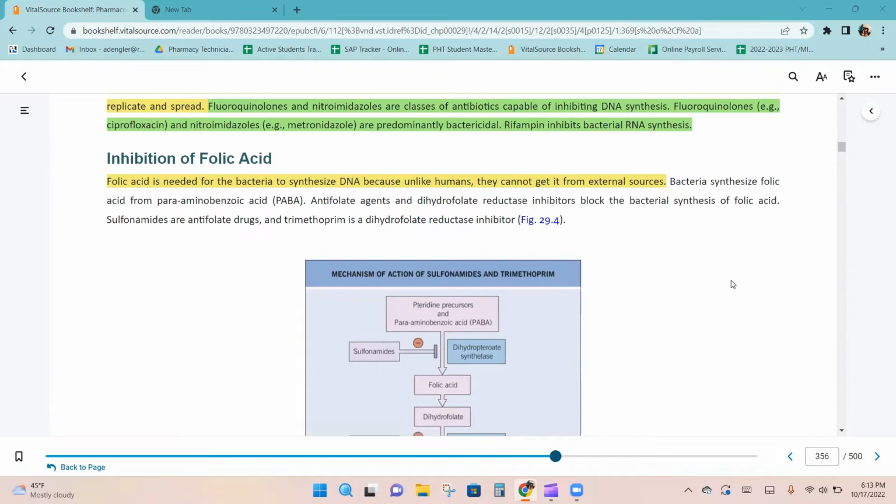Rifampin inhibits bacterial RNA synthesis. Folic acid is needed for the bacteria to synthesize DNA because, unlike humans, they cannot get it from external sources.